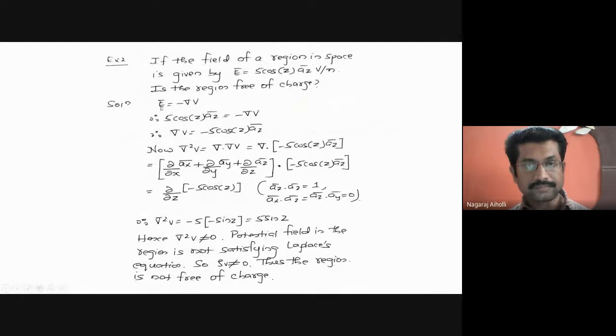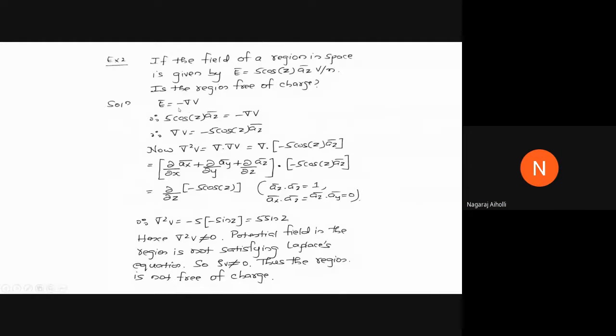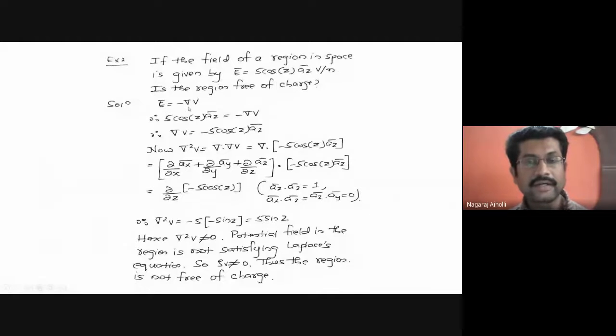We know the equation between electric field intensity and the potential, that is, electric field intensity is the negative gradient of the electric potential. E bar is equal to minus del V. E bar is given as 5 cos z az bar. Substitute here in this equation: that is equal to minus del V. Therefore, del V will be equal to minus 5 cos z az bar. Am I right?